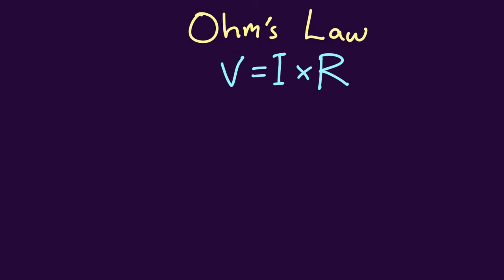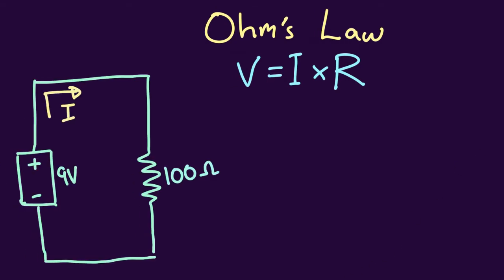So now let's have a look at a circuit. So we have this circuit here, and we have a 9-volt battery, we have a 100 ohm resistor, and we want to find the current. So with this, we saw that our electron flow was going in this direction, but the current is going in the opposite direction of the electron flow, and this is known as conventional current.